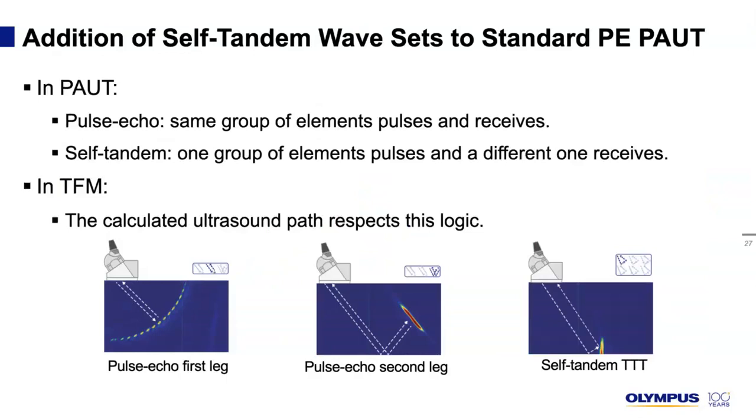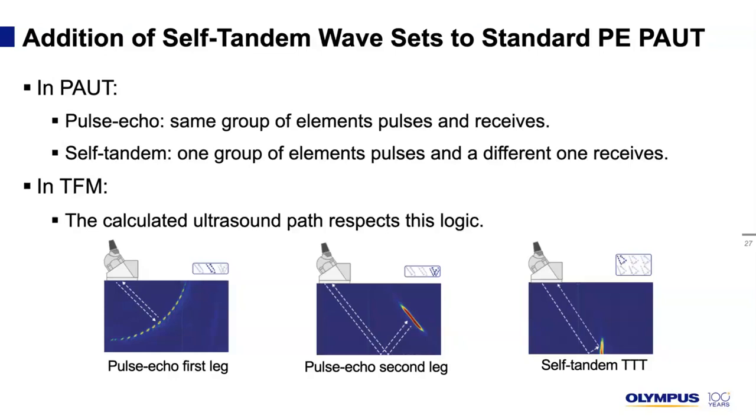Addition of self-tandem waveset to standard pulse echo. Traditional phase array uses the pulse echo method, where the same group of elements, or basically the same aperture, pulses and then receives the sound. The self-tandem technique in phase array, although it's less common and often more dedicated to specialized applications such as the pipe wizard, for example, uses one aperture to pulse and a different one to receive.